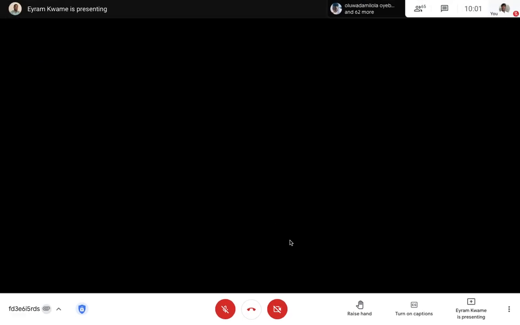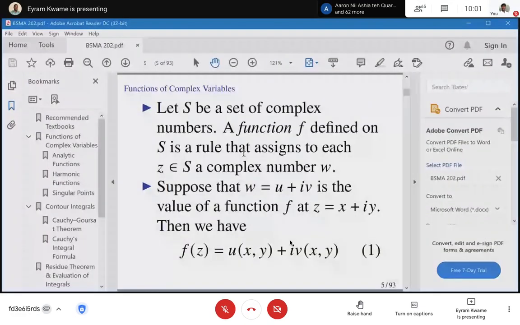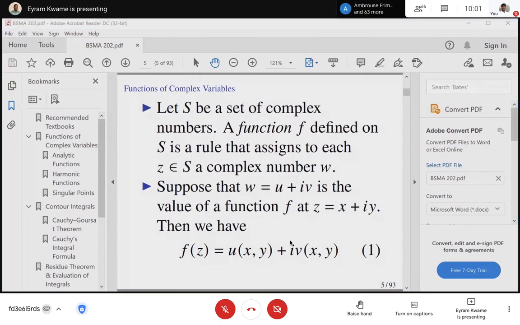So here we go. Let S be a set of complex numbers. A function f defined on S is a rule that assigns to each z in S a complex number, say this.